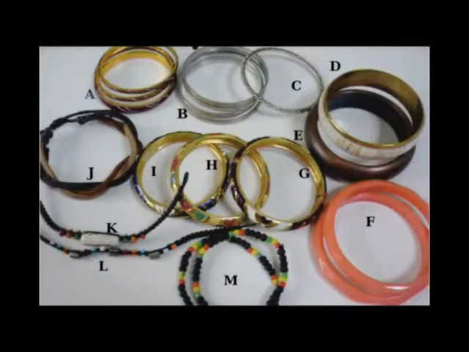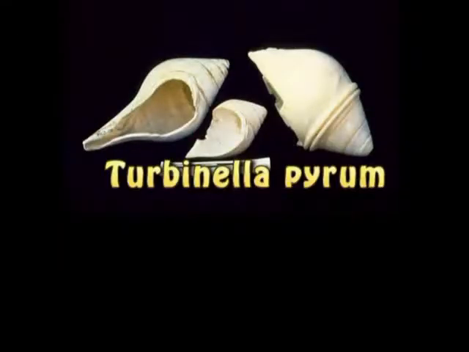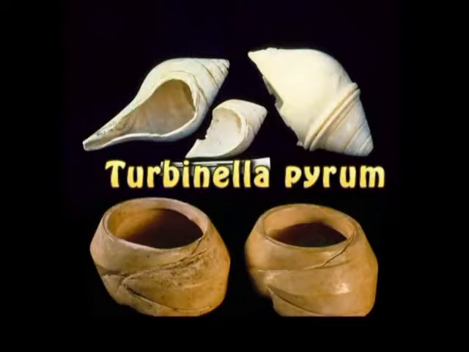You're all aware of the shell bangles that we still find now. Now, it is very interesting that in the Harappan system, you find sometimes the entire sequential representation of the manufacturing techniques of some of these objects. The species that was most well exploited was the Turbinella pyrum, which is actually the conch shell. Now, Turbinella pyrum was used for making shell bangles.